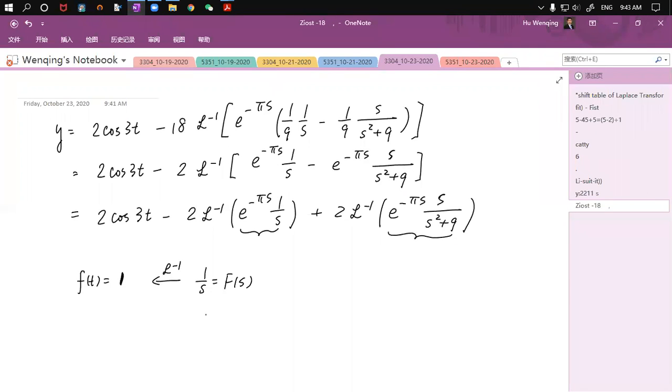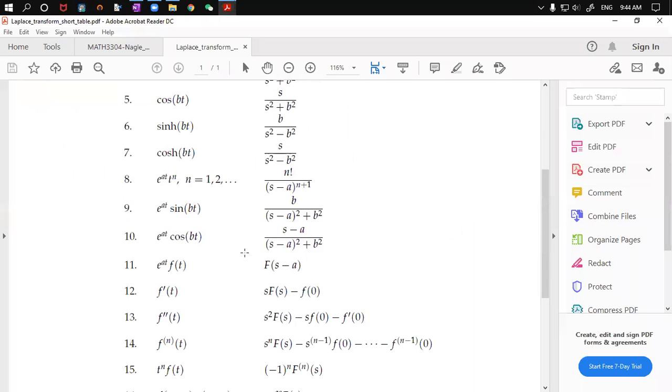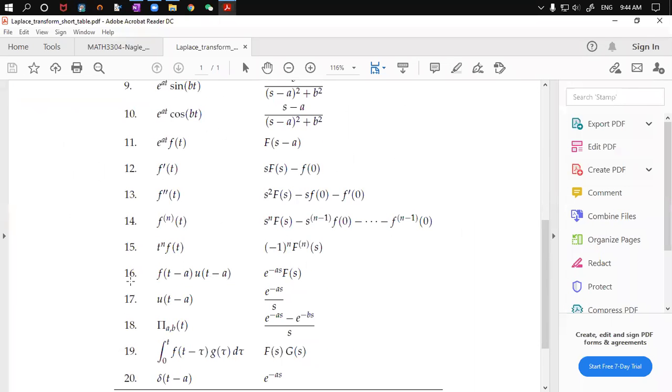Now what we do is e to the power minus pi s times F of s. What is this? This is nothing but an exponential shift in the image. So the pre-image is related by an ordinary shift, which means you use f of t minus pi multiplied by u of t minus pi. Remember, the minus signs agree with each other. If you're not familiar with this shift table, just look at line 16, where you set a equal to pi, and it meets your need.